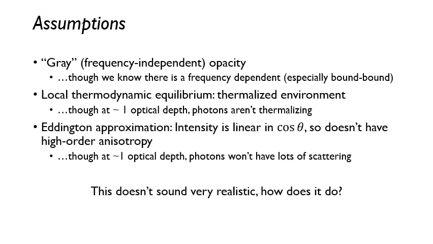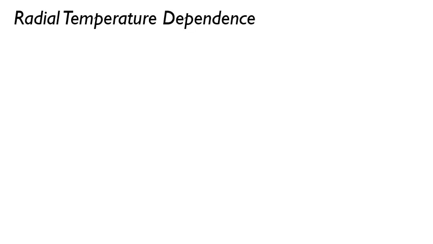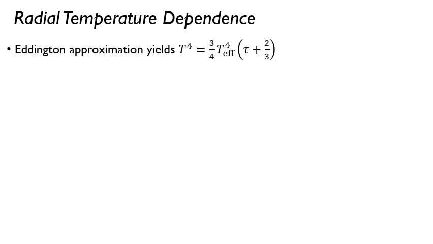How good of a job does the Eddington gray atmosphere do? Let's just look at a few different examples. Okay, so let's look at the radial temperature dependence of our star. So the Eddington approximation for a gray atmosphere yields something like this. You have that your temperature at a given optical depth is proportional to the effective temperature. Right? So it's really temperature to the fourth, effective temperature to the fourth, but you have a kind of linear temperature dependence with depth, or temperature to the fourth dependence with depth.